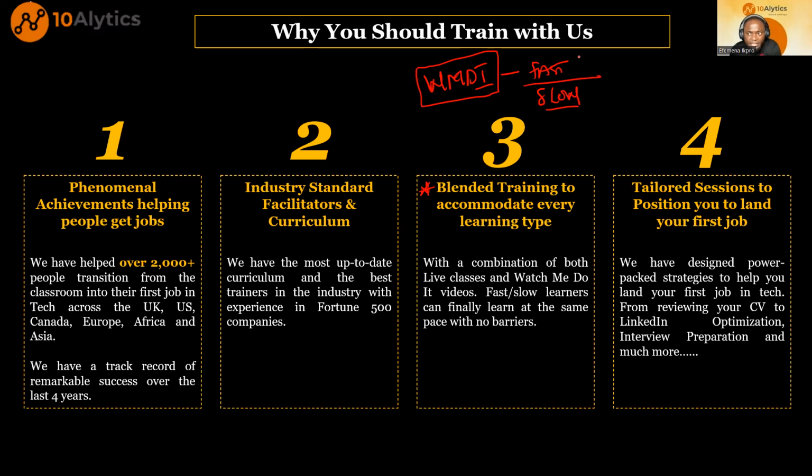But the key thing is, how do we keep these two sets of people in the same class, moving at the same pace? This is where the watch me do it video comes in. The first learner can come to the live class and get about 80 to 85% of it just by being in class. But as a slow learner, maybe you're getting a good 30% from the class. How do you match up to get the same 80, 85%, and everybody eventually becomes 100% at the end? That's where the watch me do it video review comes in.